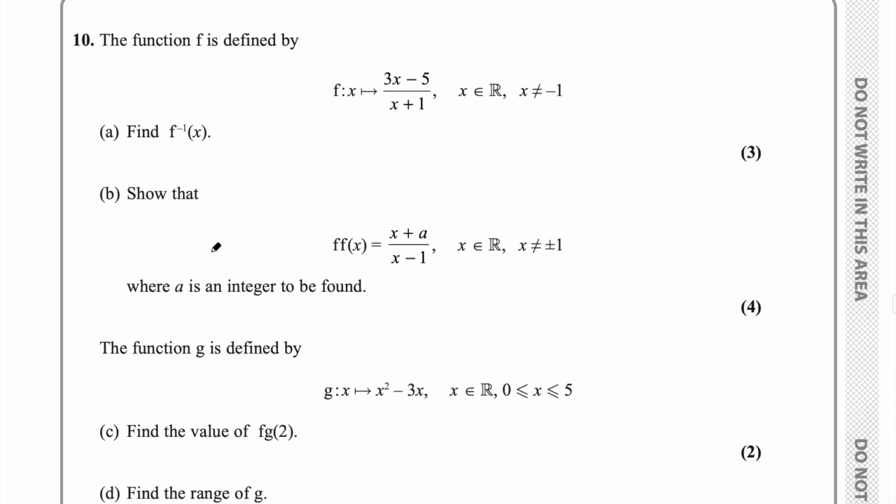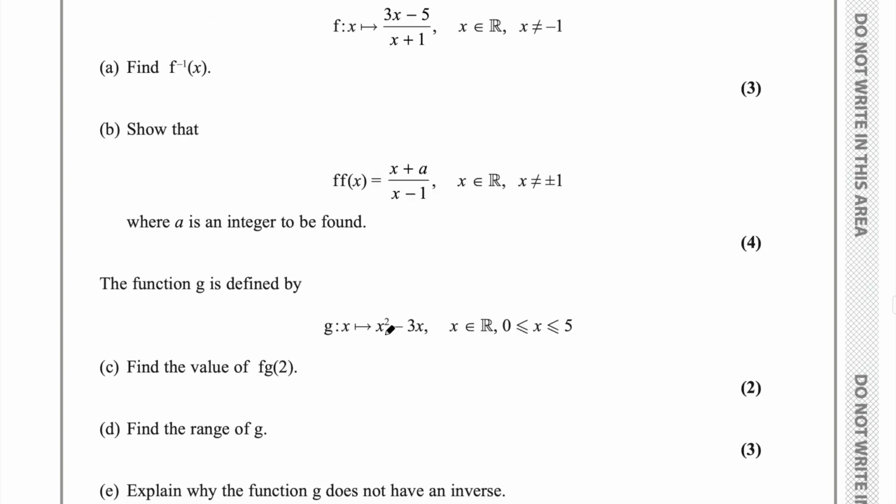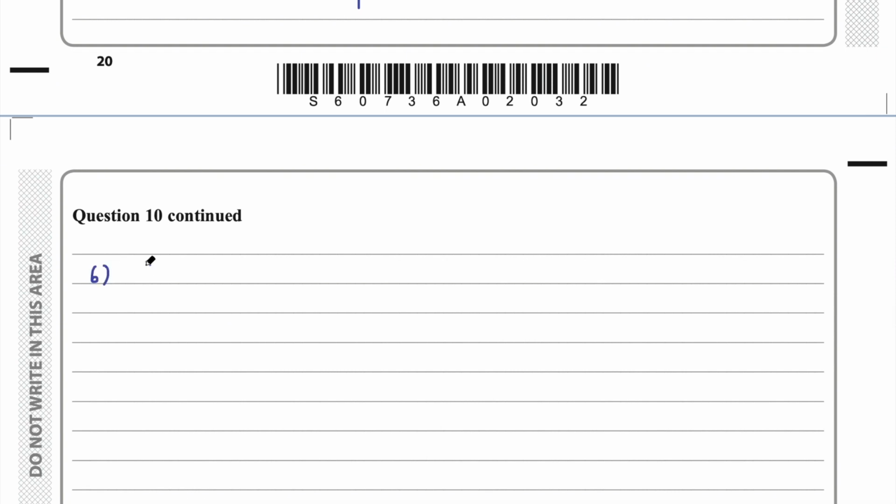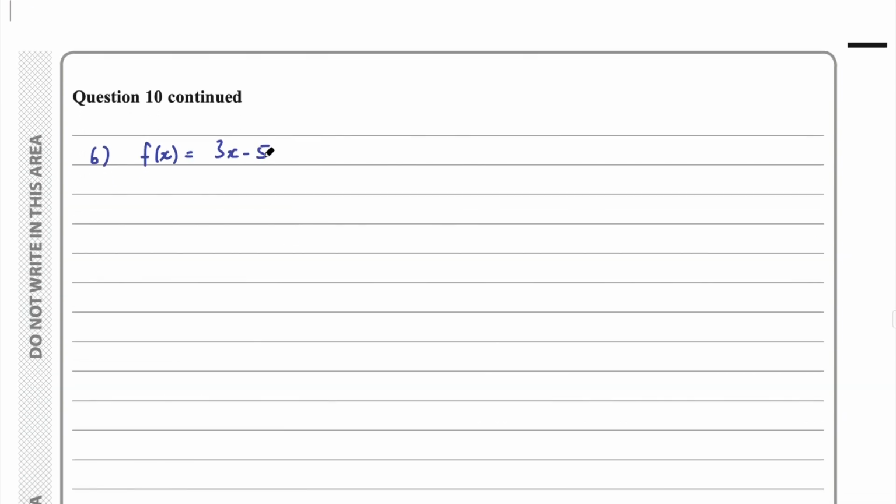Part B says show that f f of x equals x plus a over x take 1, where a is an integer to be found. Alright, here we need to find the composite function f f of x. So we need to take this function and input it into itself. So let's go ahead and start B down here. So I might just start off by writing this out again, just so I don't have to keep looking up the page all the time. So this is 3x take 5 over x plus 1.